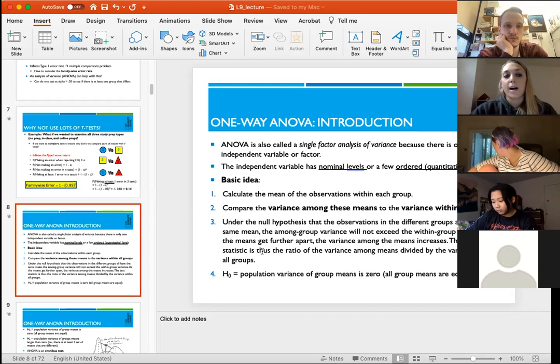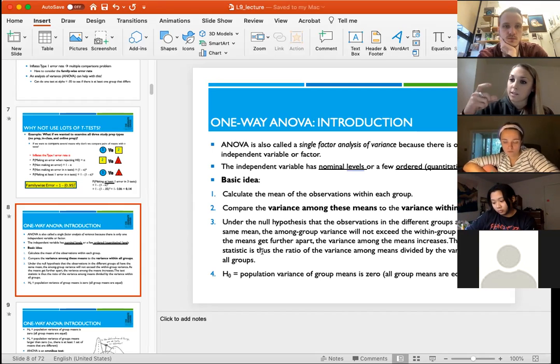If you think all the way back to the very first class, I said that almost all the tests we talk about in this class, you can break them down into a very simple formula. It's the variance you can explain by your manipulation or by your independent variable divided by the variance you cannot explain. So we're always looking for this ratio.